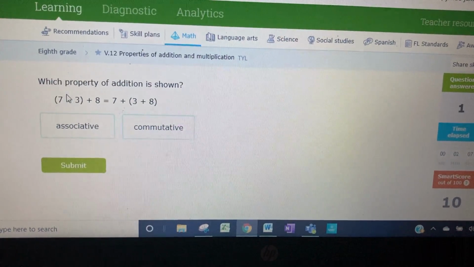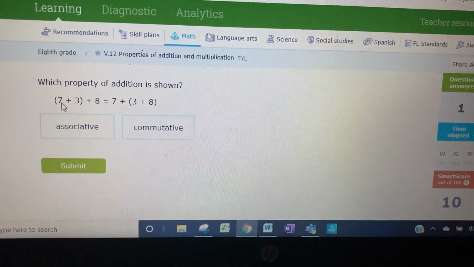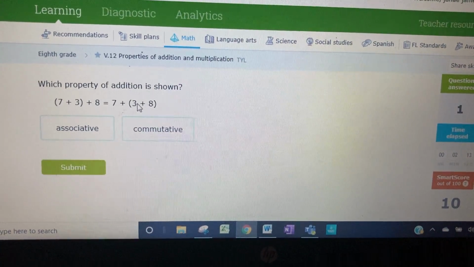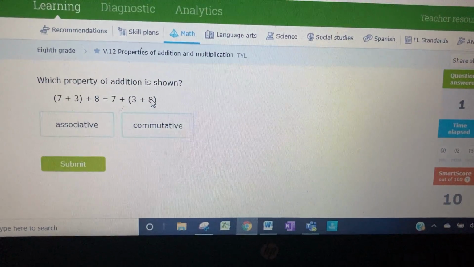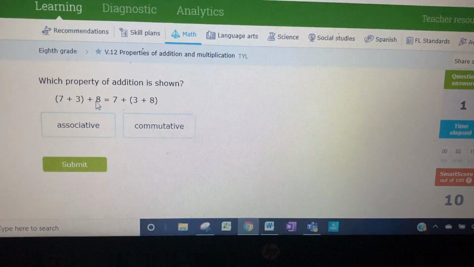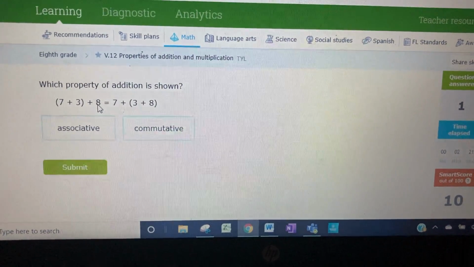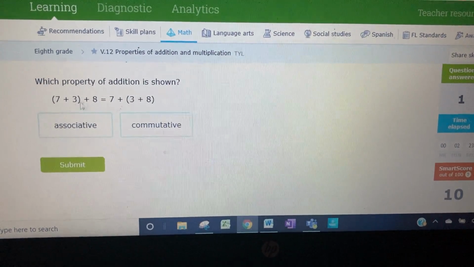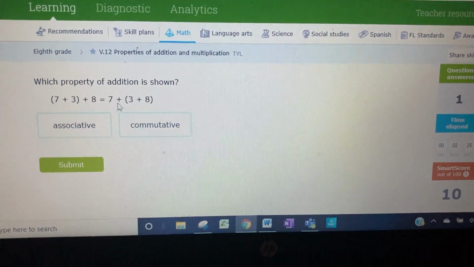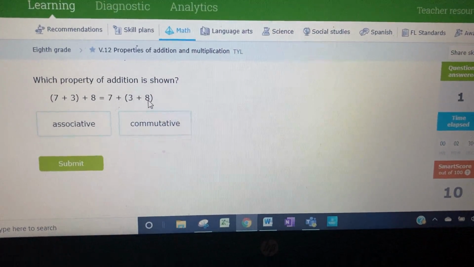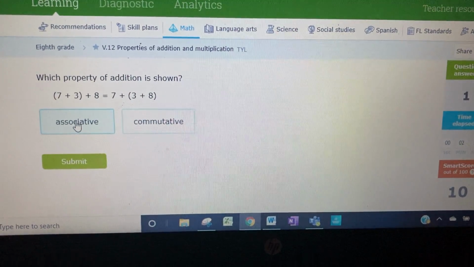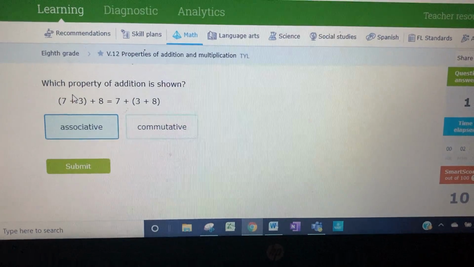If I look at this side of the equation, 7 plus 3 is in parentheses. That's what I would do first. Over here, 3 plus 8 would be the thing I do first. Now, again, you want to look at the whole thing to see that it gives you the same answer. These aren't trick questions, though, but a test might have it. So technically, 7 plus 3 plus 8 is going to be the same thing as 3 plus 8 plus 7, but it is done in a different order, so that's associative.